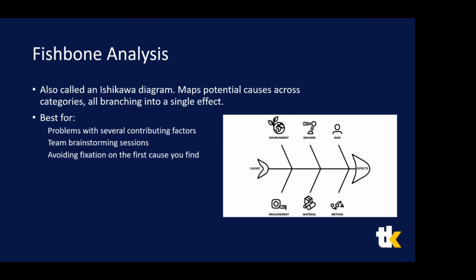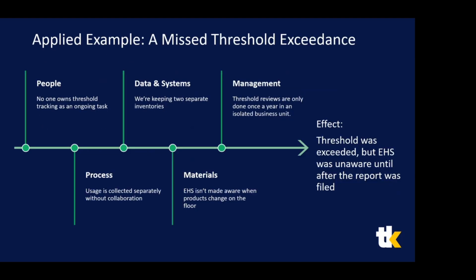It's great to do these in team brainstorming sessions. It lets everyone feel like they have a voice in identifying the problems and identifying fixes for those problems. And it also helps you avoid fixating on the first potential cause you find. Often, the first cause you find for an error might not be the best one to fix. It might not have the greatest impact. So using our applied example of a missed threshold exceedance, this is what a potential fishbone diagram might look like.